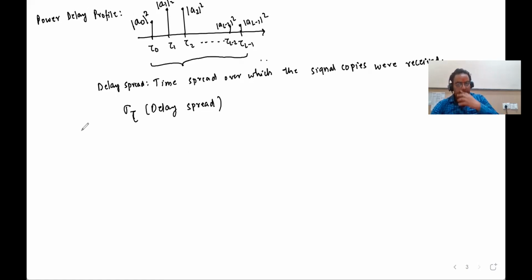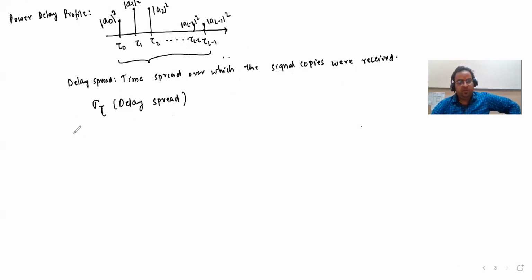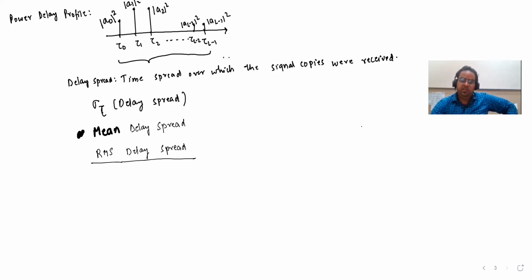Okay, so now we have this delay spread. Now we can go on and find out the mean delay spread. We can talk about the mean delay spread, and we can talk about the RMS delay spread. We'll see in detail why we talk about RMS delay spread only. That is for later on, we'll keep that topic. But the RMS value of this delay spread, we essentially consider as the RMS delay spread.